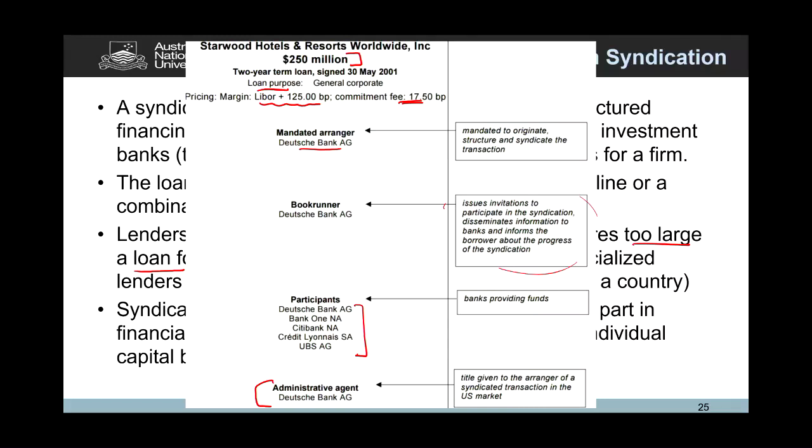Yes? Management fees are always set in any public offerings. They are always specified. I think it's the pricing margin, the commitment fee is up there, and the pricing itself, because it's a loan, it's sort of the fee that you pay, right, to the bank.